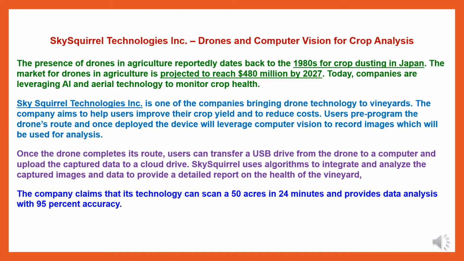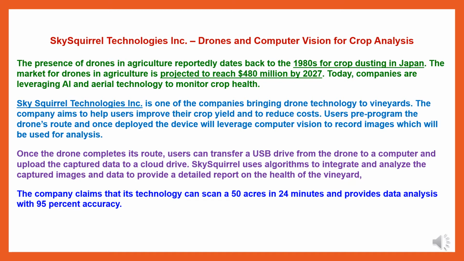Sky Squirrel technology is one of the important ones under the drones and computer vision category for crop analysis. The presence of drones in agriculture reportedly dates back to the 1980s for crop dusting in Japan. The market for drones in agriculture is projected to reach $480 billion by 2027. Today, companies are leveraging artificial intelligence and aerial technology to monitor crop health. Sky Squirrel technology is one of the companies bringing drone technology to vineyards. The company aims to help users improve their crop yield and reduce costs.